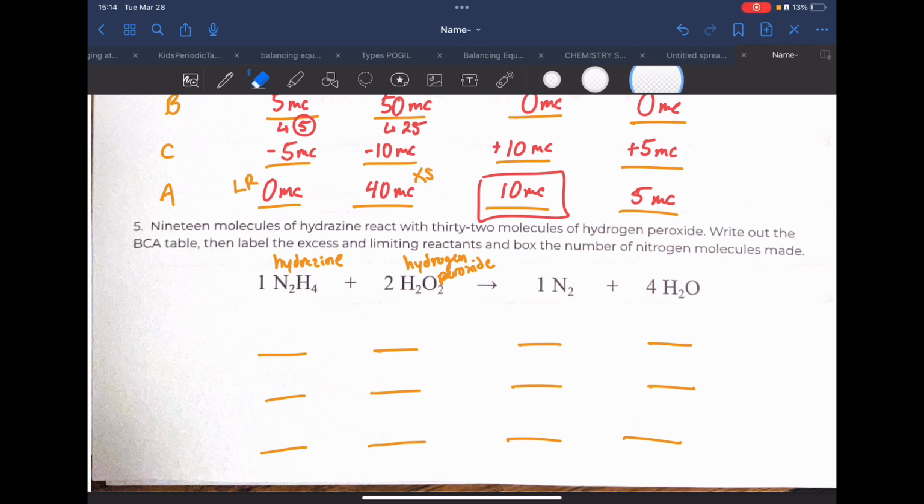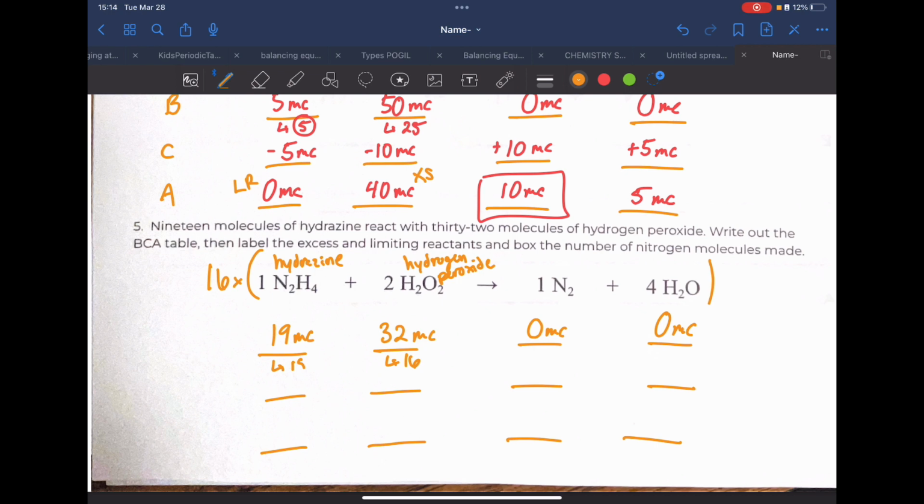19 molecules of hydrazine, I'm going to put a 19 right there, react with 32 molecules of hydrogen peroxide. I haven't made any product yet. Do my division, get 19 and 16. 16 is a smaller number, so I'm going to pull that one in front of my chemical equation and distribute the 16 to each of my coefficients.